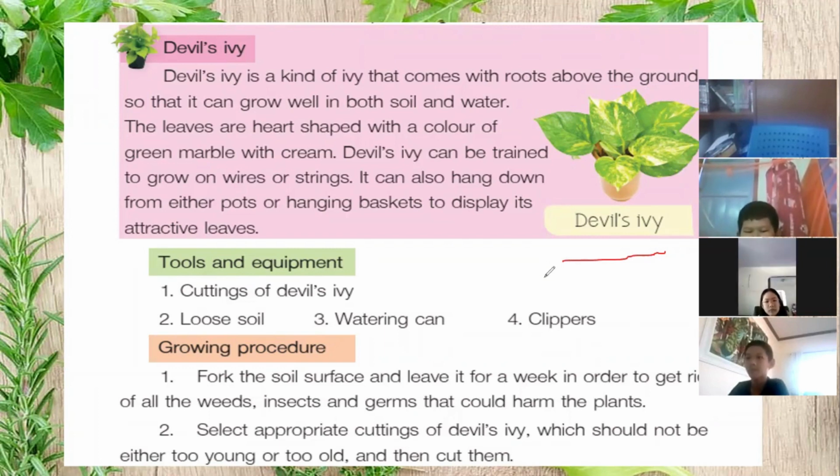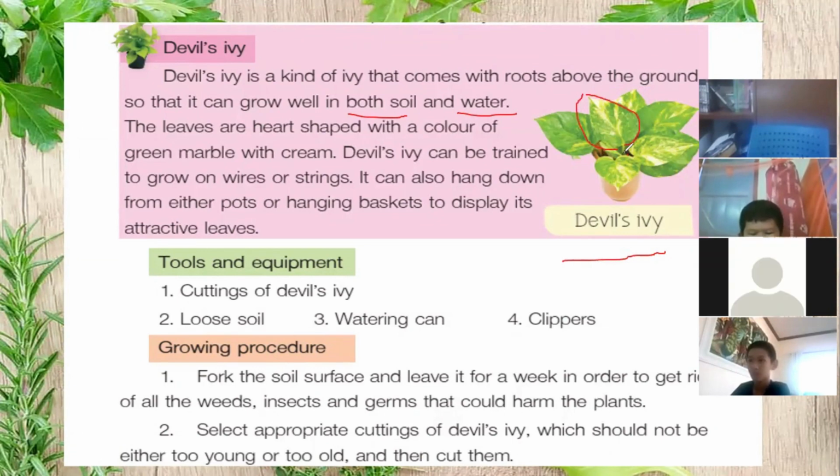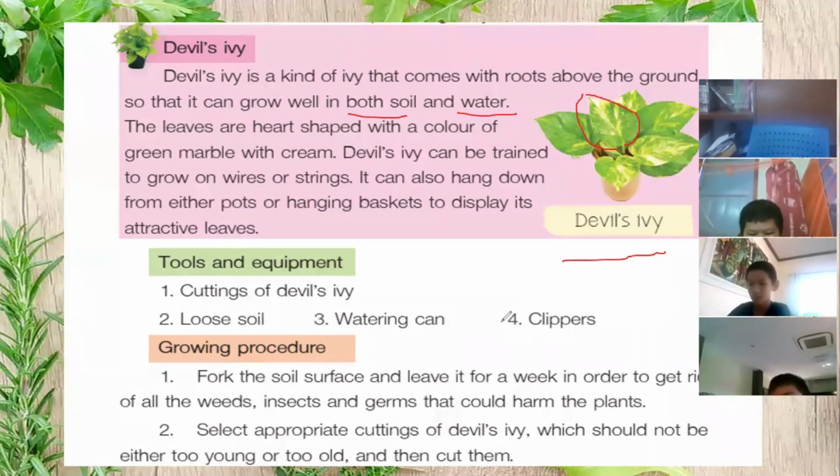So how can you grow it? Actually, you can grow it both ways. You can either grow it in the soil, right? And you can also grow it in water. So both ways, it can grow very well. And the shape of the leaves is like a heart shape, as you can see here. Just like a heart. So it looks more beautiful that way, right?